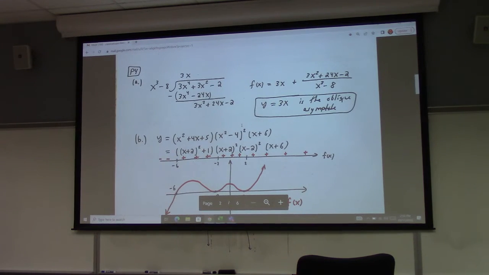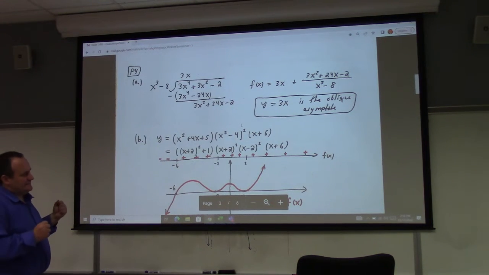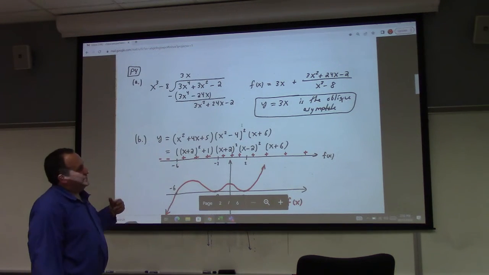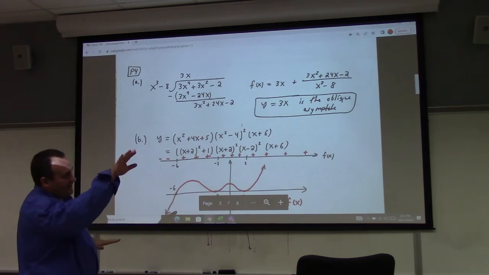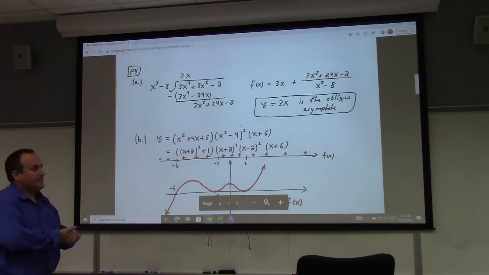All right, problem 4. So do the long division. Hopefully I did it right this time. And so the 3x is what we call an oblique asymptote. Like if the asymptote's a line, it's an oblique asymptote, right?